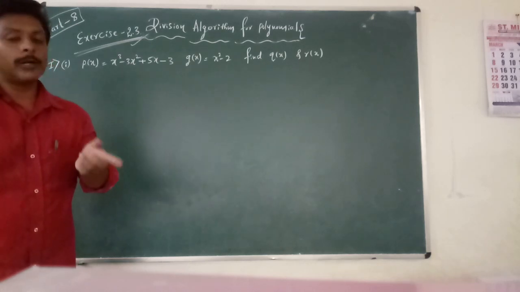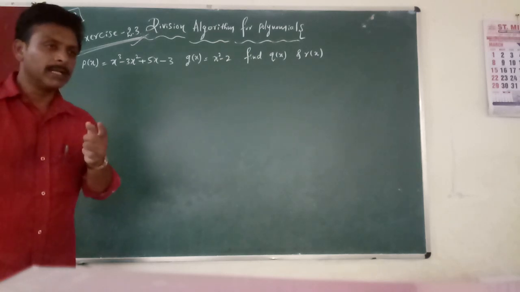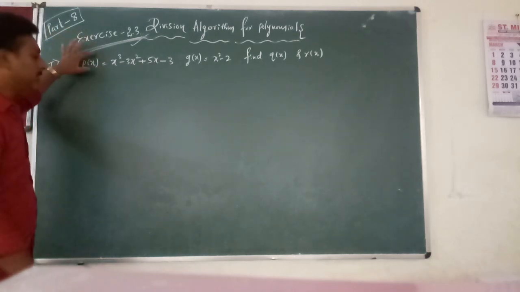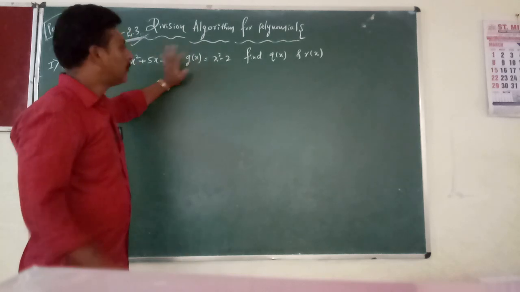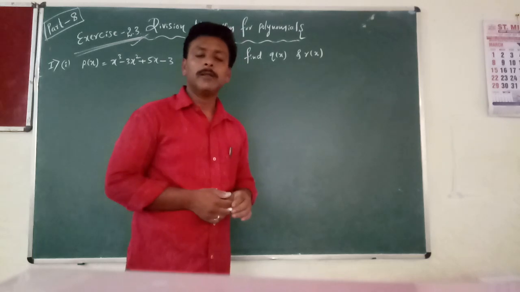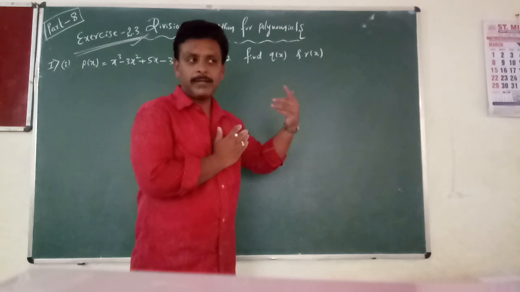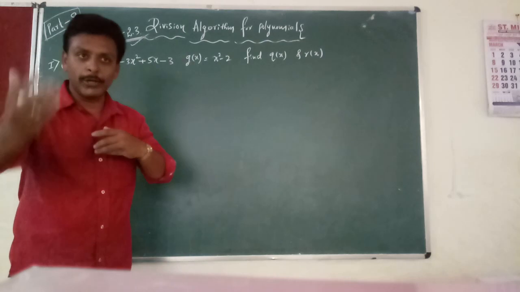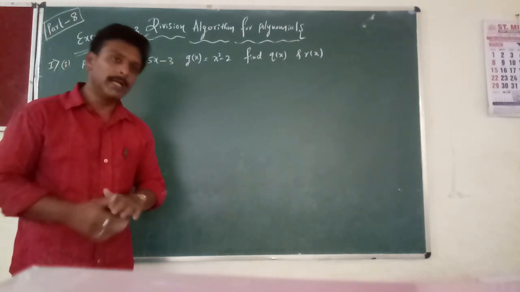Quotient and remainder come only when you are doing division. To do division, what is needed? Dividend and divisor. What is the dividend in our formula? P of x, this is the dividend, and g of x is the divisor. So we will divide and find out the quotient and remainder. Sir, how to divide? Just go to flashback. Last year we did the long division method, remember? We divided one polynomial by another and got the quotient and the remainder.